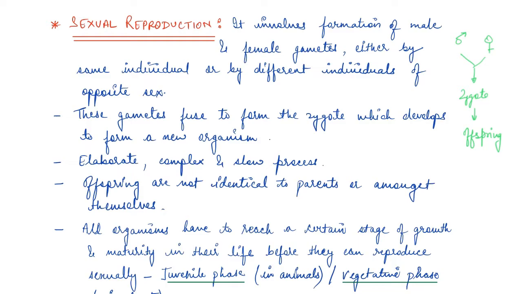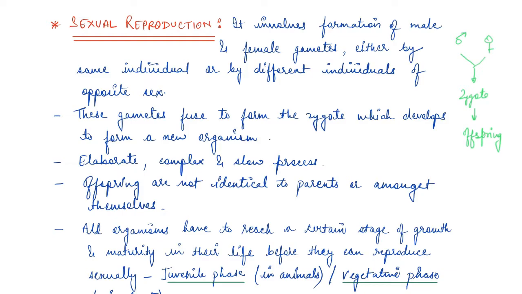Okay, so if we compare asexual and sexual reproduction, sexual reproduction is more elaborate, more complex, and a slow process as compared to asexual reproduction. Since here two parents are involved, in any organism where we have two parents involved, the offspring that they produce are never identical to either the parent or even their other offsprings. Like in asexual reproduction, say in the case of amoeba, what we saw is that it produces clones, right? So it produces exact same offsprings, right?